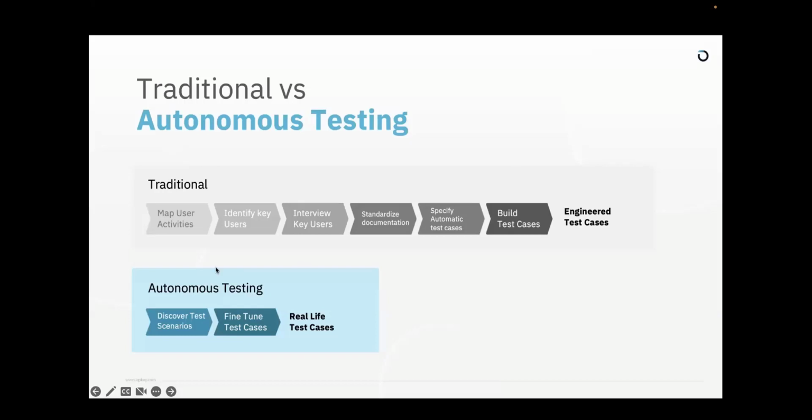Whereas as part of autonomous testing, what we propose and recommend is you discover the scenarios, if it is based on a configuration change, or if it is based on any ERs that you add or opt in as part of your new version, fine-tune the test cases. A little bit of retrofitting happens if there's a change that needs to be done in some of the test cases, particularly the integration or the custom test cases. That's it. Your test scripts are ready for execution. So that's the autonomous approach that we are recommending.